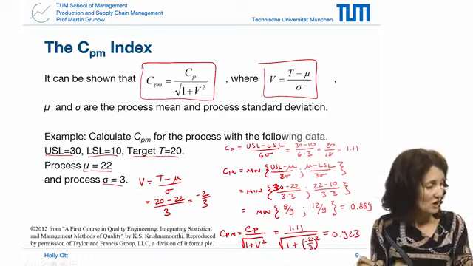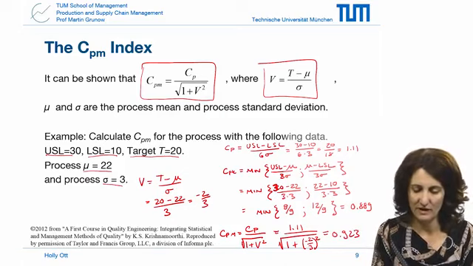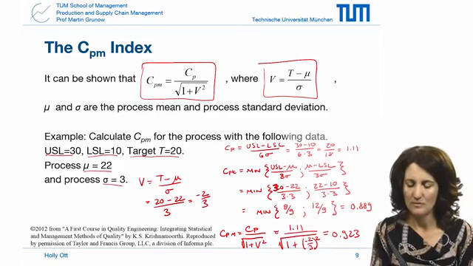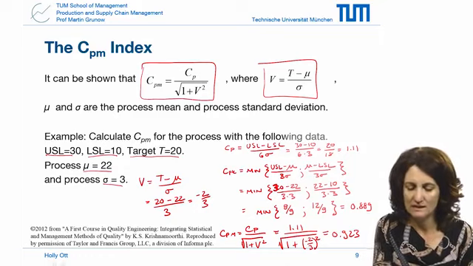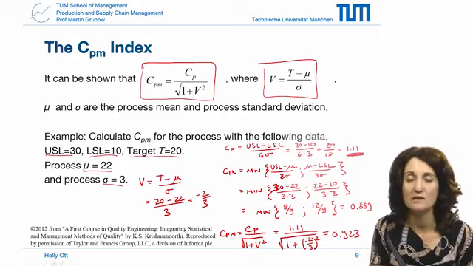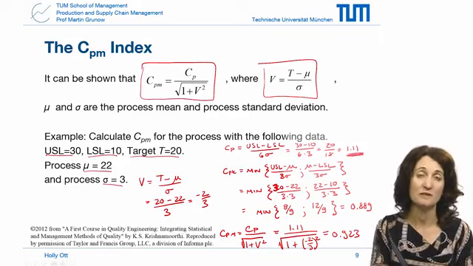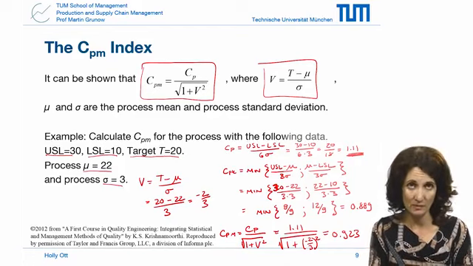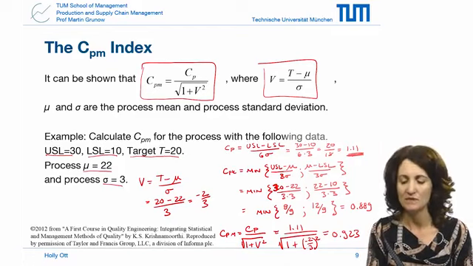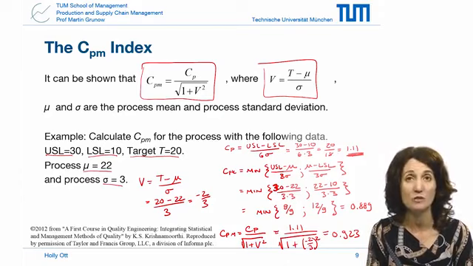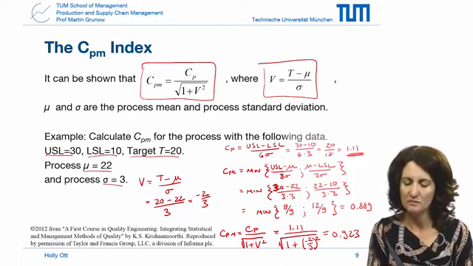So looking at all these different values, what we see is that the CP here is greater than 1. So our process, if you consider greater than 1 capable, it's capable. Most of the data is falling within the upper and lower specification limits. Good.